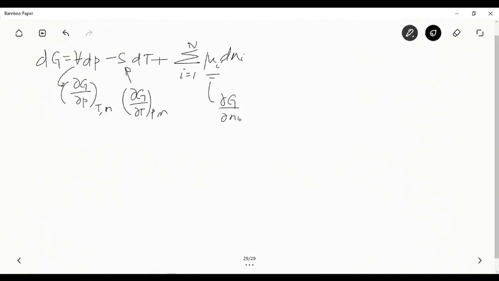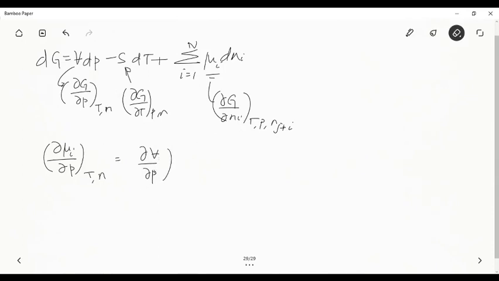Del G by del Ni at constant T, N. From that we had written that del mu i by del P at constant T and N is equal to del V by del Ni at constant T, P and Nj not equal to i, and this becomes equal to Vi bar.